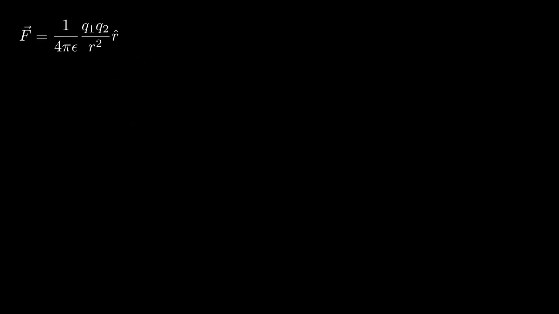First of all, this small hatted r in the end gives us information about the direction of the force. The force normally points outwards, away from the other charge, but this thing might be changed by something. Here we have the product of the two charges Q1 times Q2.